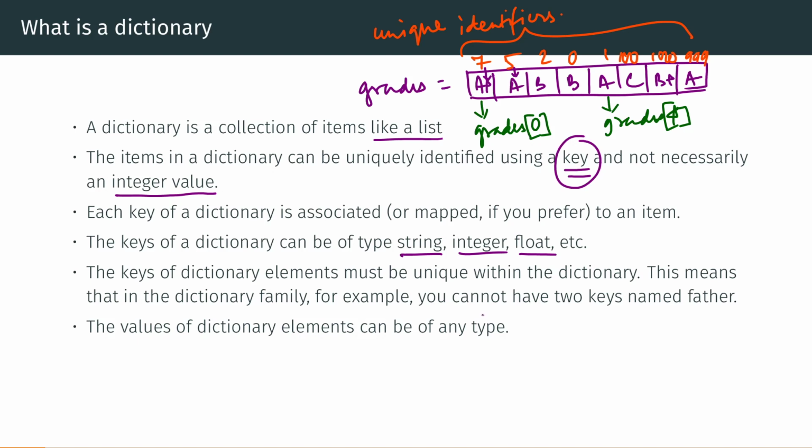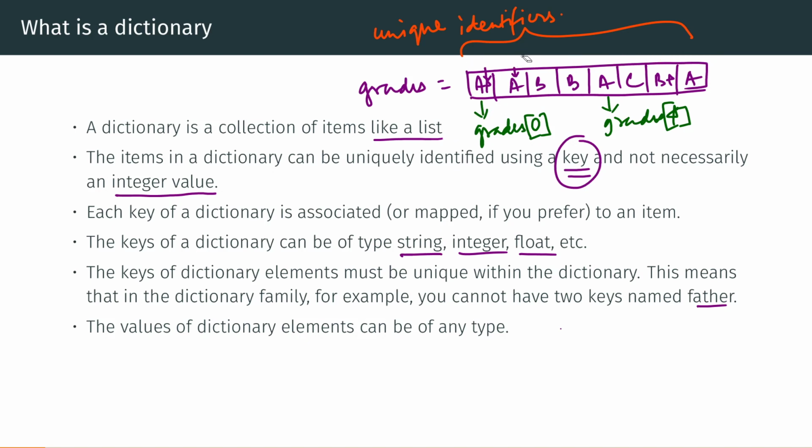Just like you'd have in a list in which the index is mapped to a value, but here, in the case of dictionaries, the key is mapped to a value. Okay, that's the difference. Now, the keys of a dictionary must be unique within the dictionary. This means that in a dictionary family, for example, you cannot have two keys named father. So again, it's very similar to lists.